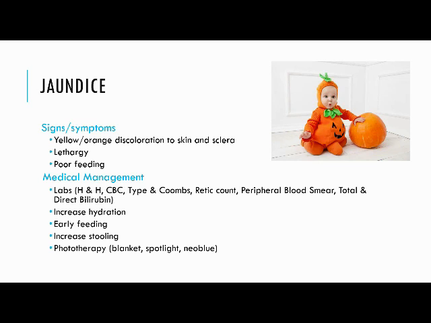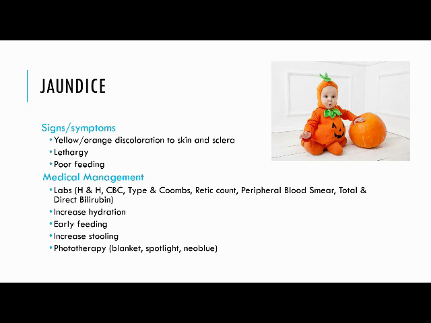Signs and symptoms, obviously, are a yellow and orange discoloration of the skin and sclera. And like I talked about, the sclera will be the one that shows up first. These babies can be lethargic, and that's a little bit scary because the lethargy has to do with your brain, and that can be a neurologic sign. So that to me is a little bit scary if you have a jaundiced, lethargic baby.